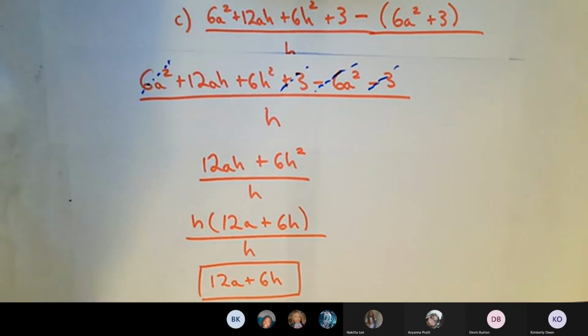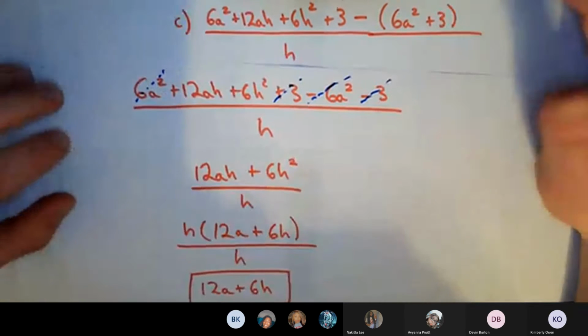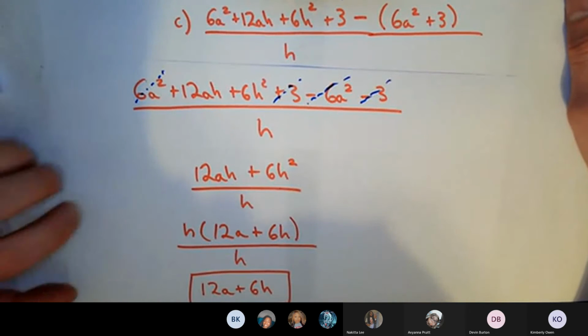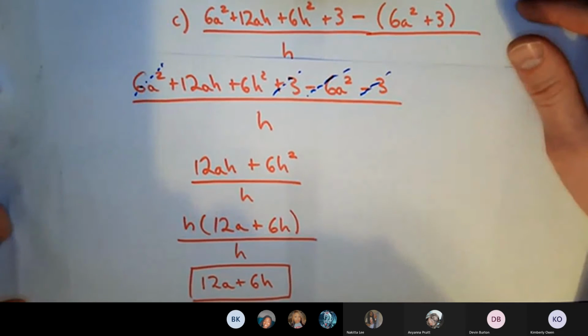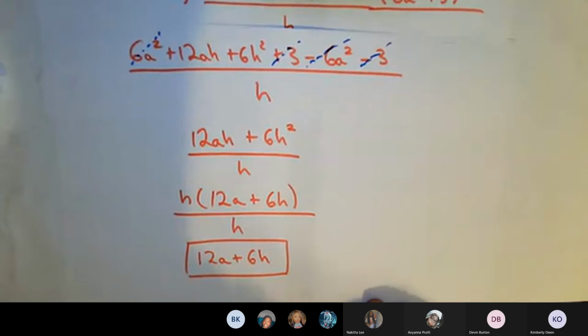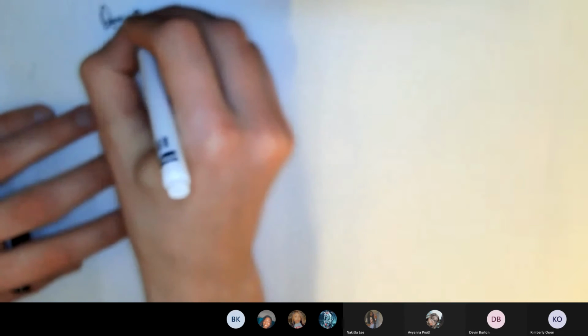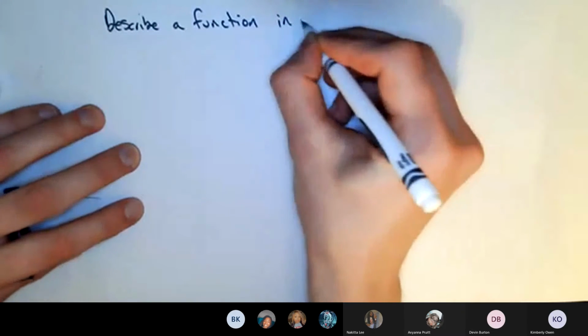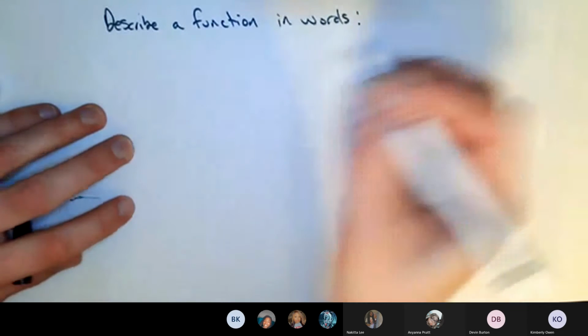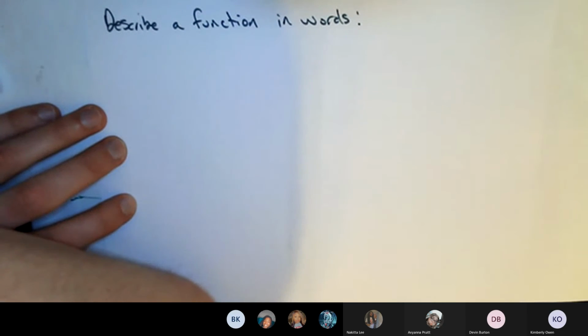Okay. So last thing for 2.1. Now I know that was a lot, but I don't have time to do another one of these. It would take too long because I want to talk about the last thing in 2.1. But remember, you can always go back and rewatch this particular problem. Okay. Last thing is to describe a function verbally or in words.